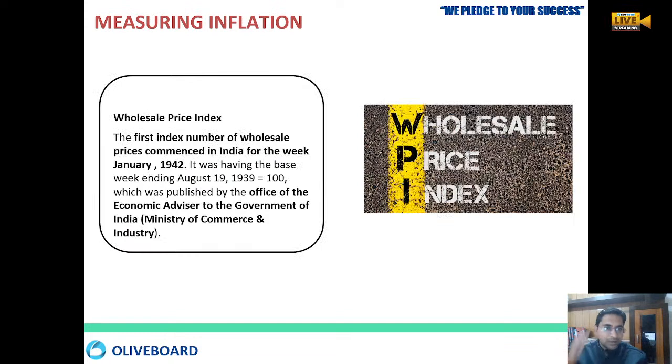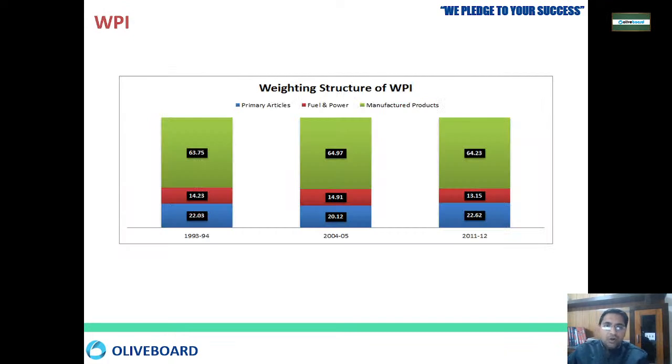Then the wholesale price index. As the word says, whenever we buy things in wholesale, we get them at some reduced rate. So what is the price index of this wholesale? This index was first started in January 1942, and they took the base as 1939. This wholesale price index is published by the economic advisor of the government of India, who is in the Ministry of Commerce and Industry. They prepare this wholesale price index data. Okay, so this is the weightage.